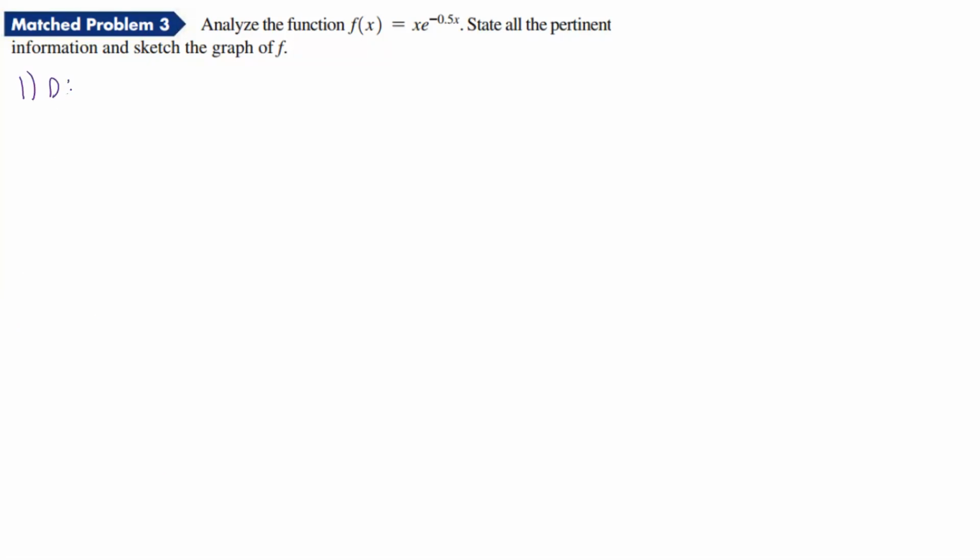So what is our domain? Well, basically any number we put in here should work. So it looks like from negative infinity to infinity is going to be our domain. All right. So if we set this equal to 0, we're going to get an x-intercept at 0. So that's going to be our x-intercept.